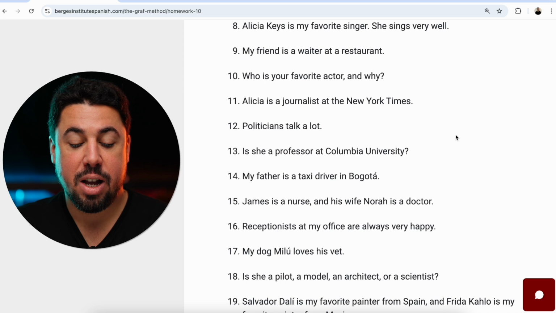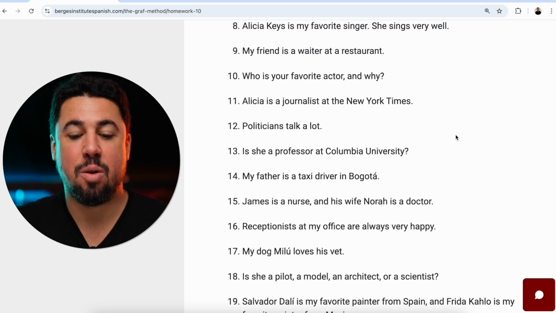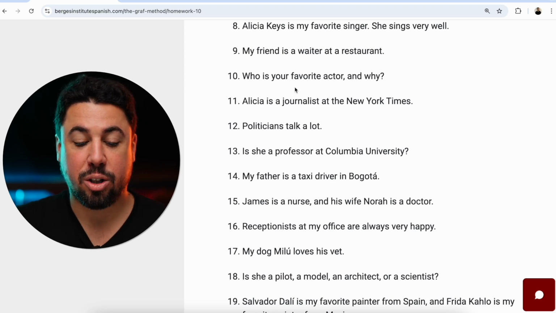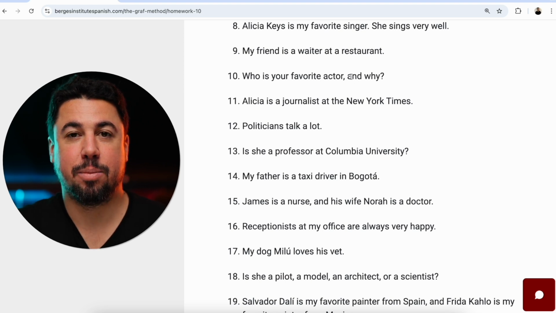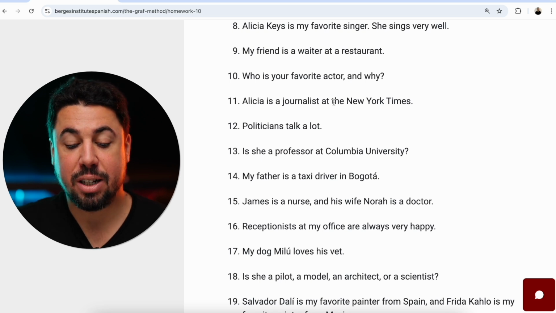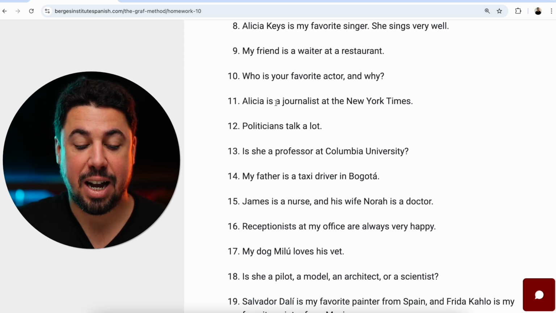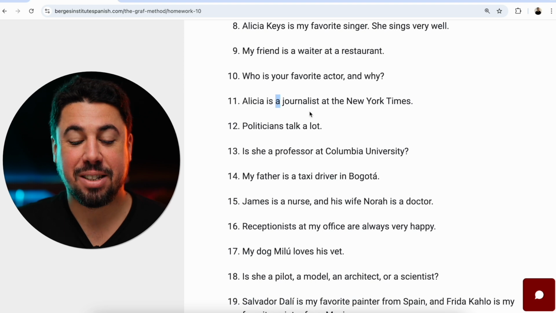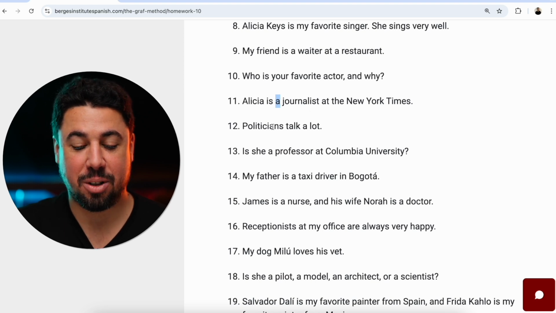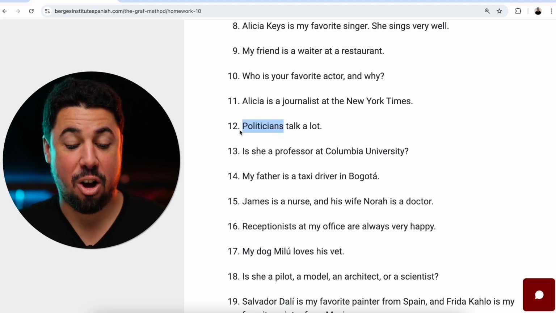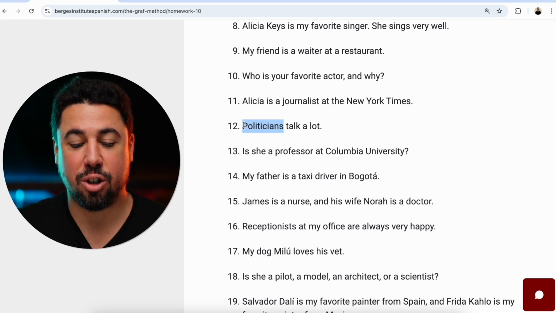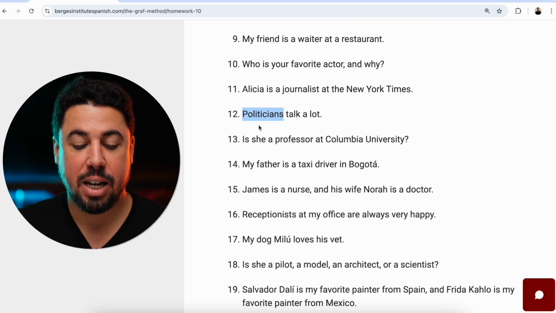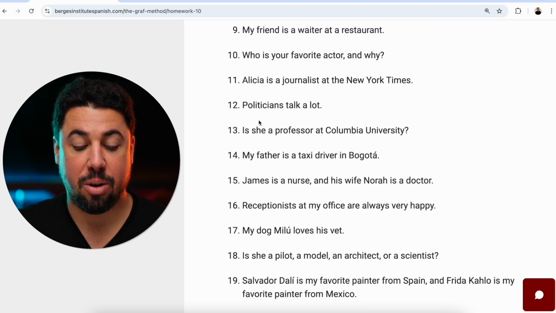My friend is a waiter at a restaurant. Mi amigo es camarero en un restaurante. Who is your favorite actor and why? ¿Quién es tu actor favorito y por qué? Alicia is a journalist at the New York Times. Alicia es periodista en el New York Times. Politicians talk a lot. We have to use the article at the beginning. Los políticos hablan mucho.